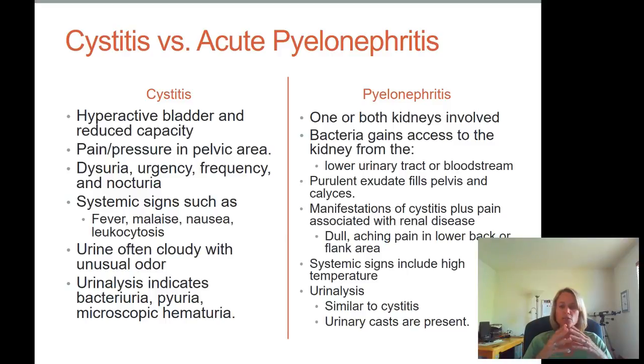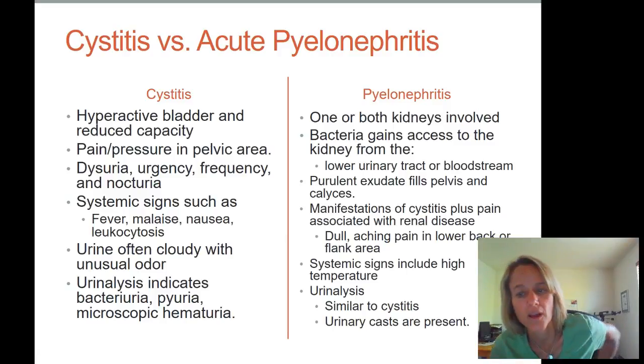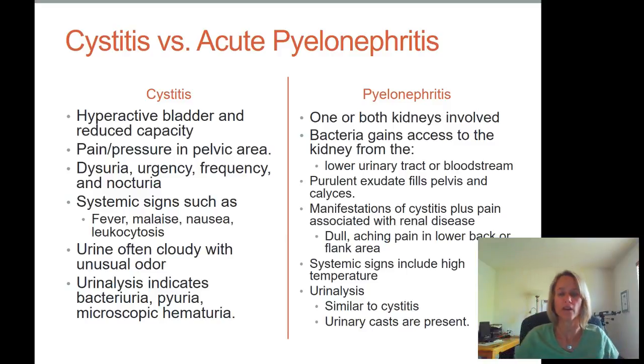With pyelonephritis, we get the same manifestations that I mentioned over on the other side for cystitis, but additionally we get pain associated with renal disease. So here the pain is in the back, a dull aching pain in the lower back or flank area. We have the same systemic signs, but usually the temperature is higher. Urinalysis is similar to cystitis, although often we can see urinary casts. Urinary casts are like molds of kidney tubules of red blood cells, or white blood cells, or kidney epithelial cells if they've been sloughed off.